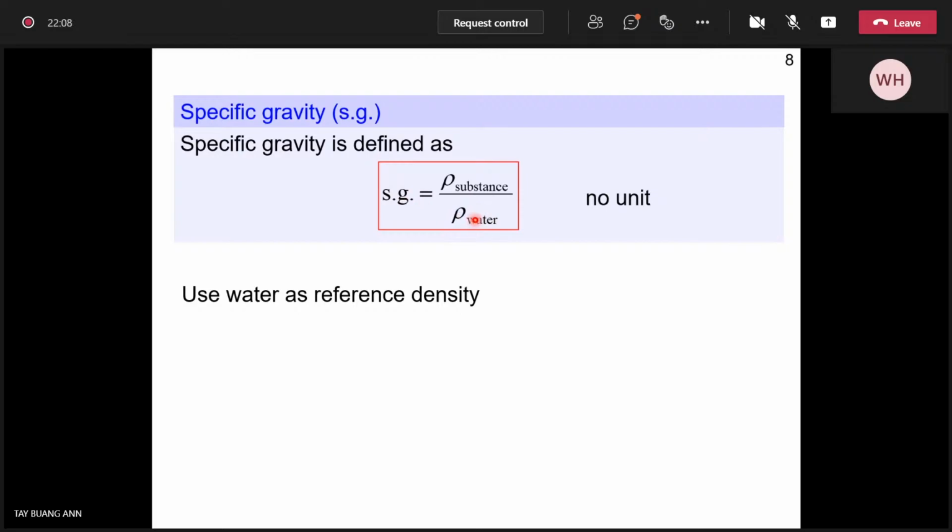We use the density of water as a reference. And of course, when the same thing is divided together, you don't have a unit. Specific gravity has no unit. Okay, anything up to this point? Any question? No questions, sir. No, okay, so this part should be simple.